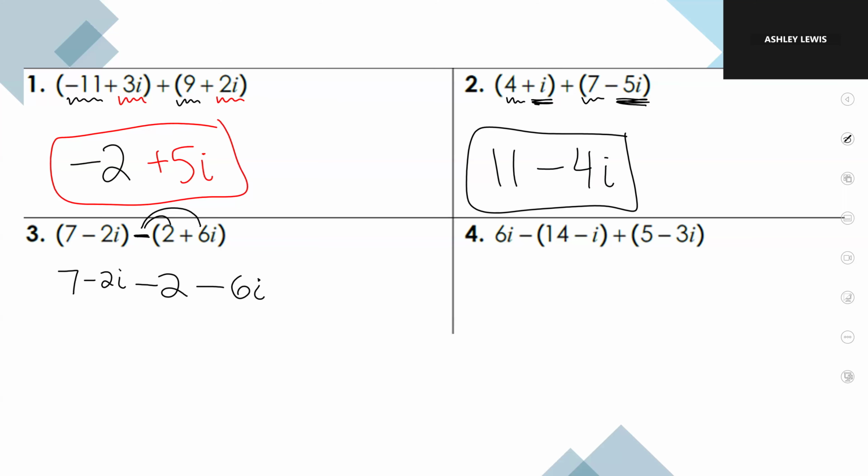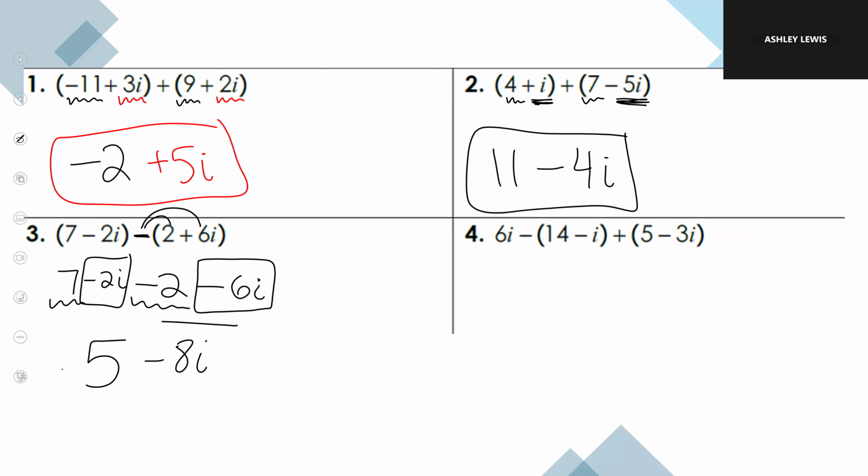Okay, now 7 minus 2 is 5. Negative 2 minus 6 is negative 8. So this will be negative 8i. And that's your answer.